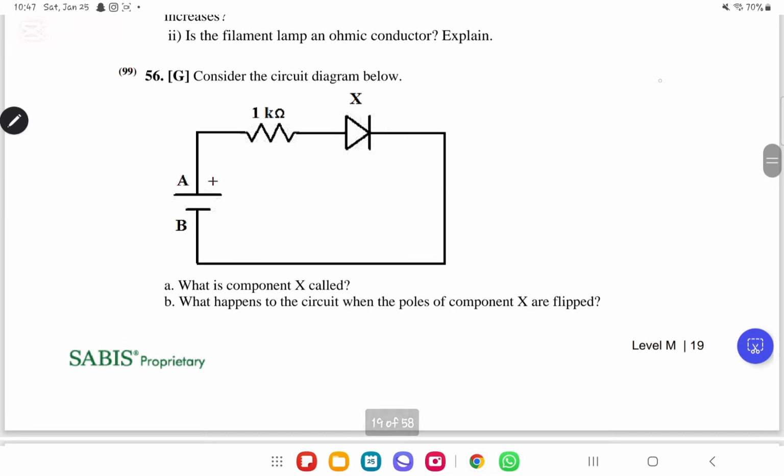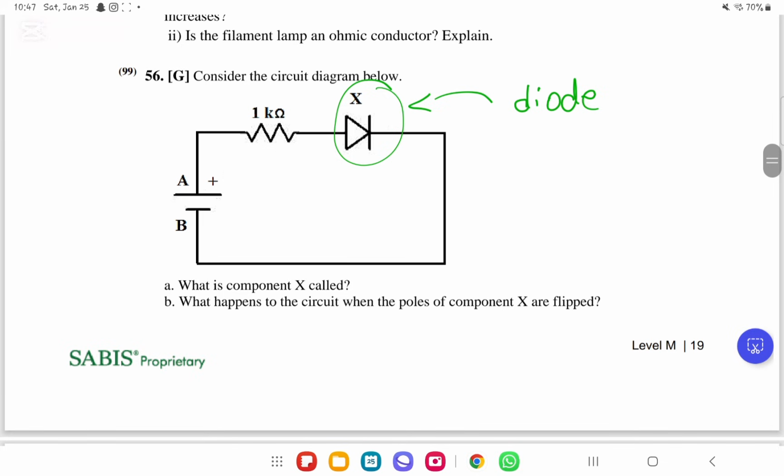Question number 55. Question number 56. Consider the circuit diagram below. What is the component X called? This is called a diode. Okay, so you have to remember what this is and what it looks like. They said, what happens to the circuit when the poles of the component X are flipped?